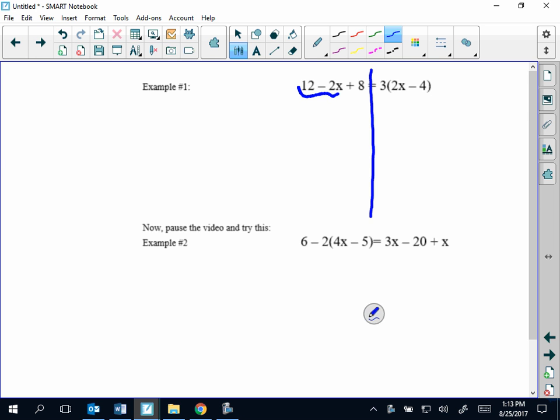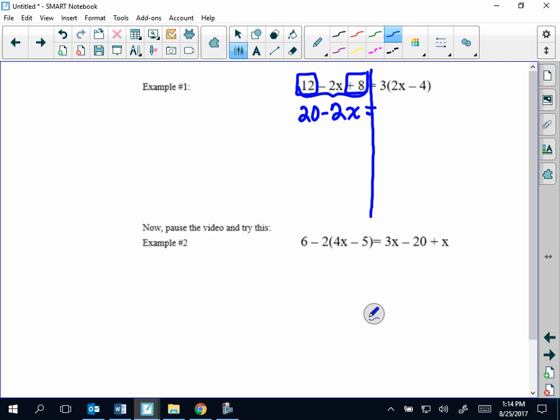When I look at the left-hand side, I have a 12 minus 2x plus 8. I notice that I have two terms that don't have an x on them. We call those constants. I can combine those. 12 plus 8 is 20, so I can simplify the left-hand side by calling it 20 minus 2x. And that is as simple as it can get. So I'm done on the left-hand side with simplifying.